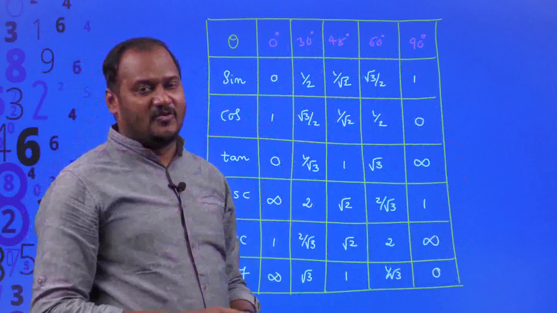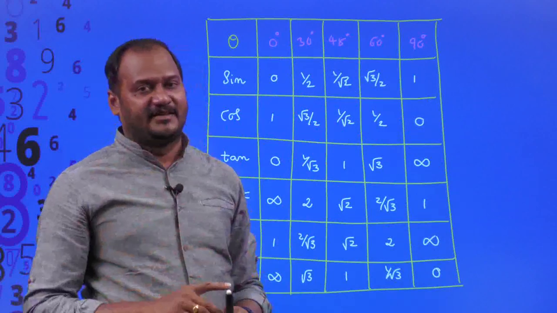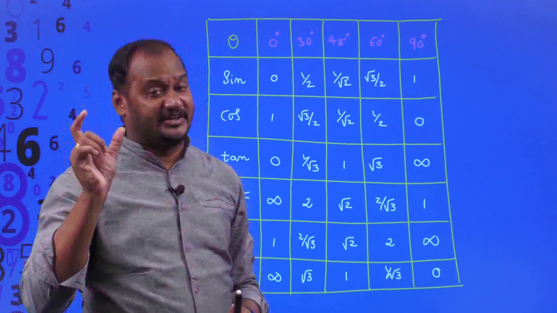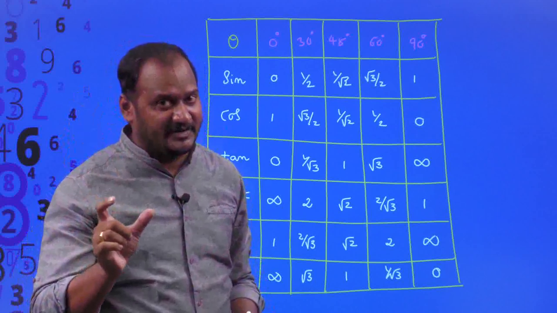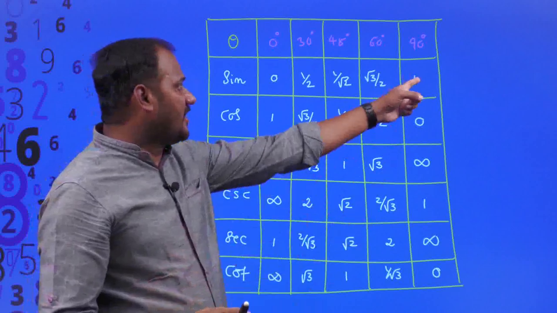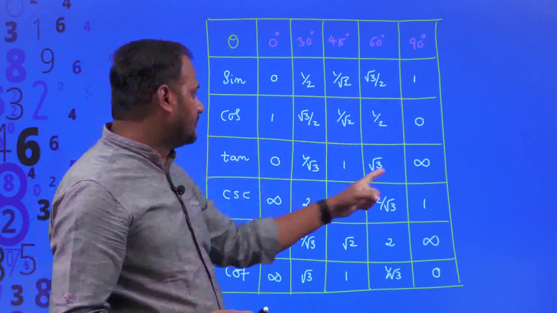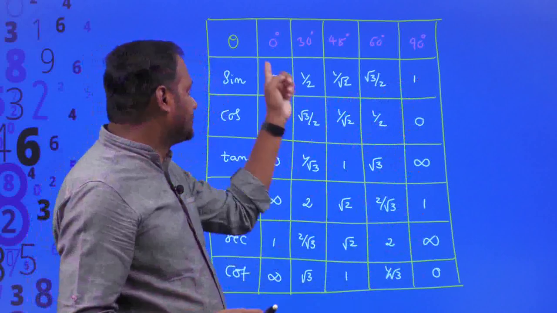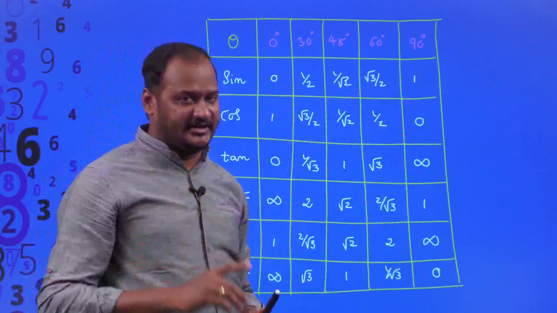So here, whatever column you are taking, the last number of that particular trigonometric ratio would immediately be the first number for the next ratio. See, 1, 1, 0, 0, undefined, undefined, 1, 1, undefined, undefined, 0, 0, right? So, that is one hint to remember.